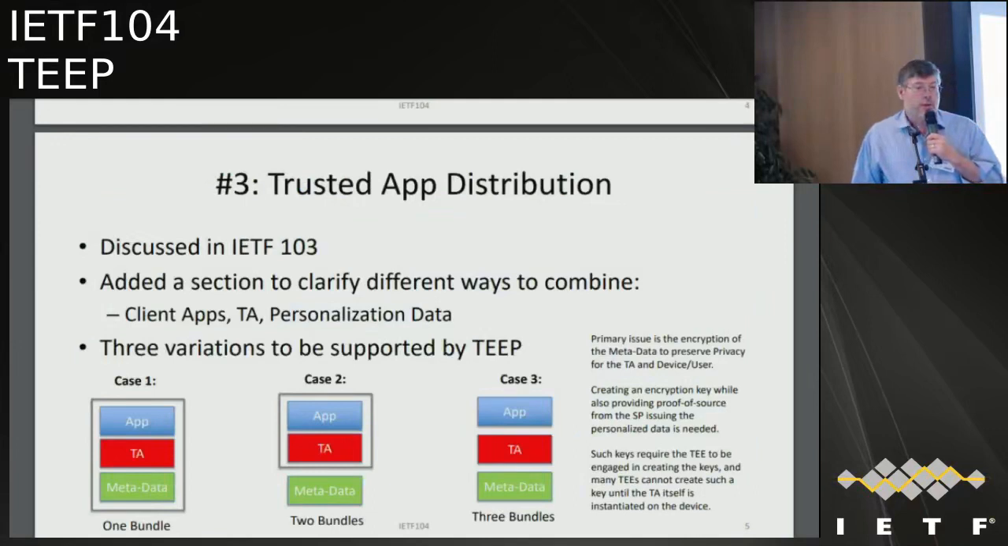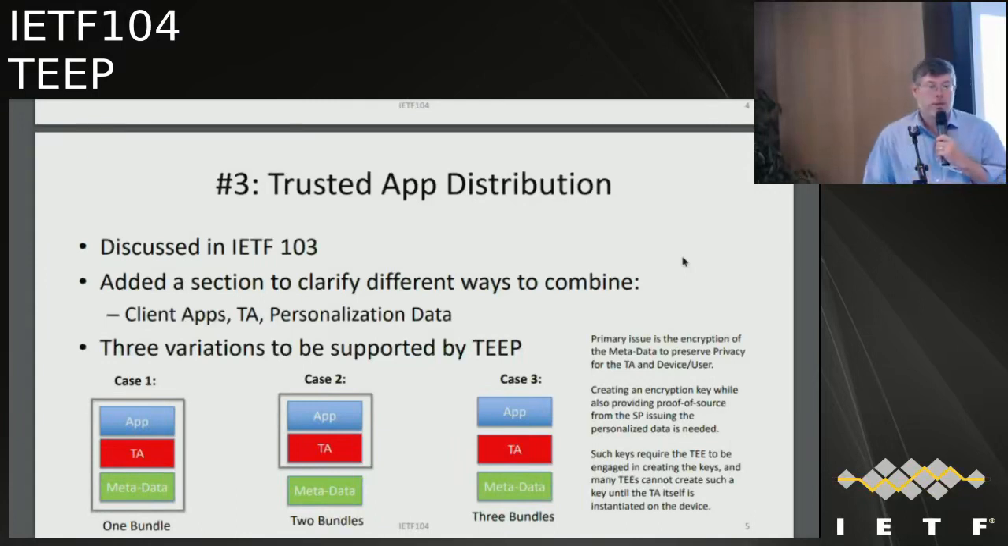And this first one is the trusted app distribution. We've had a lot of discussion about this. In the current spec, we didn't really talk enough about this issue of, well, how do I get apps down onto the platform, and what does that look like?